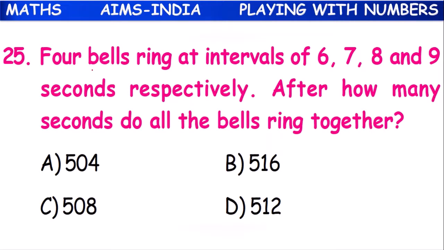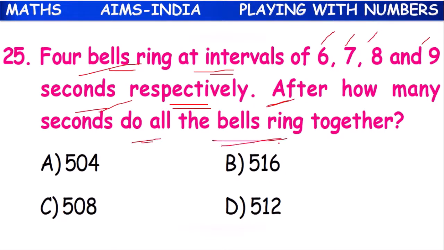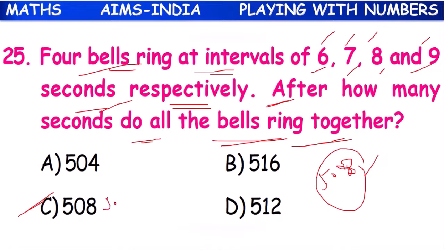Next. 4 bells ring at intervals 6, 7, 8, 9 seconds respectively. After how many seconds do all the bells ring together? Means their common multiple we have to find. Least common multiple we have to find. For 6, 7, 8, 9, least common multiple is 508. So after 508 seconds, they will ring together.